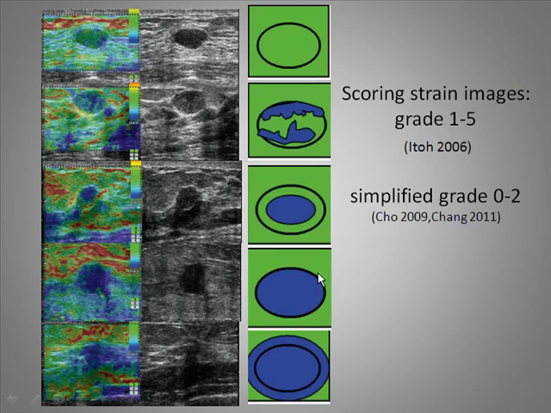A more simplified system was developed by a number of authors who simply graded from 0 to 2, grade 0 being uniformly green and uniformly soft, grade 1 being any mixture of green and blue, and grade 2 being uniformly blue with or without increased stiffness in the surrounding tissue.